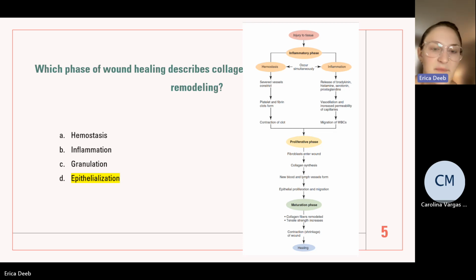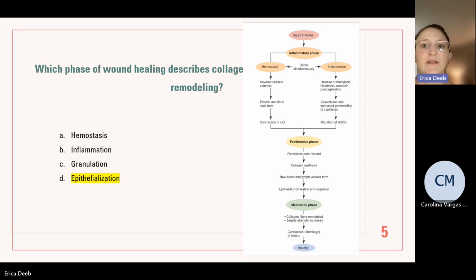So this is a really great chart that shows you, you have your inflammatory phase, then you have that hemostasis and inflammation that occur, like I said, at the same time. Then you go to that proliferative phase where all the new cells are being made, and then we go to that maturation phase, and that is when the epithelialization will occur. So hemostasis, that's when the platelets are aggregating to slow the bleeding, so we know that wouldn't be A.